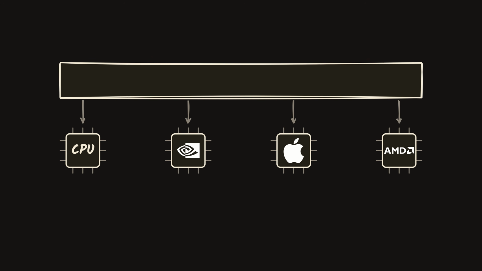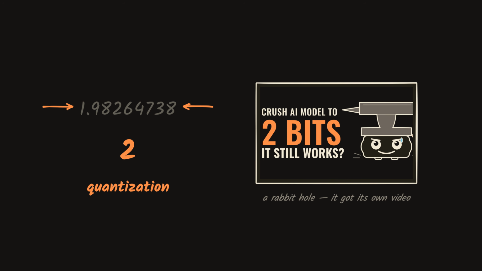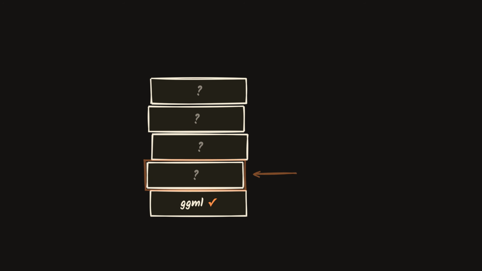That bottom layer, the raw math ported to every kind of hardware, is a library called ggml. And because the numbers are huge, you also have to squeeze them down small enough to fit on your machine at all. That's quantization, and it's enough of a rabbit hole that we gave it its own video. On top of the math sits everything that turns it into something you can actually use. And this is where it gets fiddly.